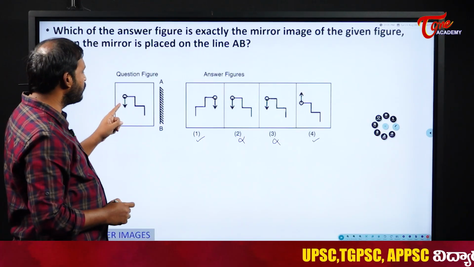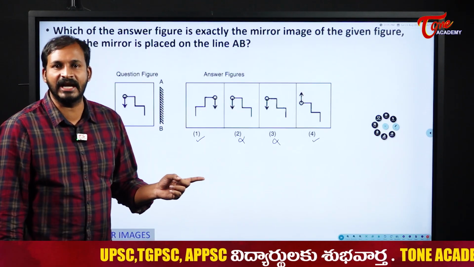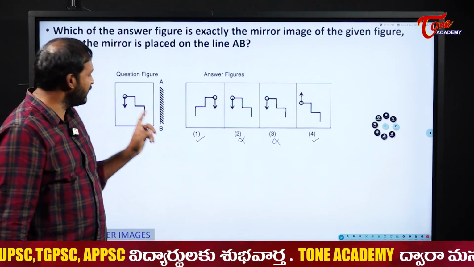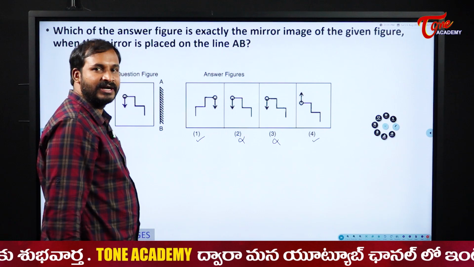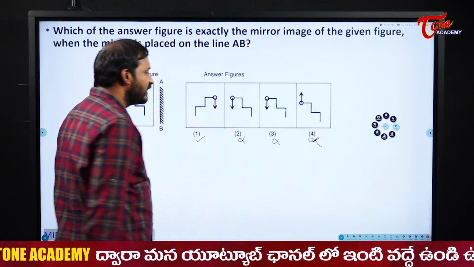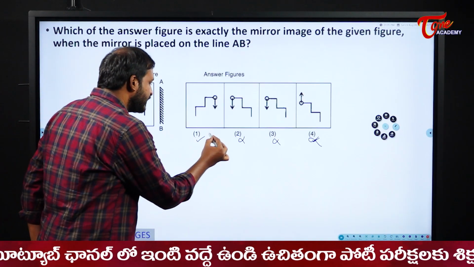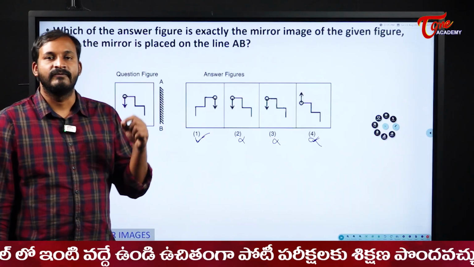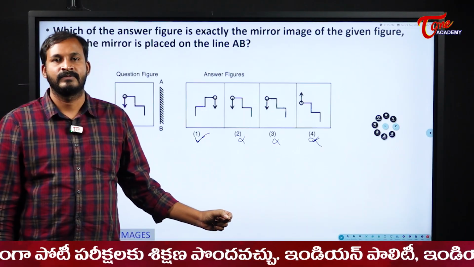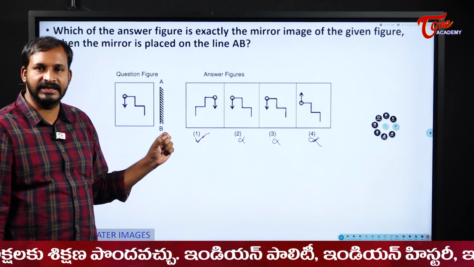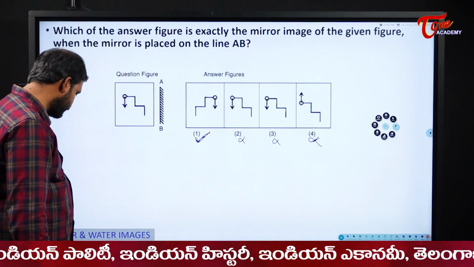Next, when it comes to the arrow, if it is pointing down, in my answer also it should point down, right? Why? Because only left and right change, not up and down. Only left and right change in mirror image. But in my option D, the arrow is shifted to the upward direction, which is completely wrong, right? So that one is deleted. So what is my correct option here? Option 1. We will solve mirror image or water image with the help of option elimination. That is the best method for us to get the answer. So here our answer becomes option 1, right? We will see the next one.